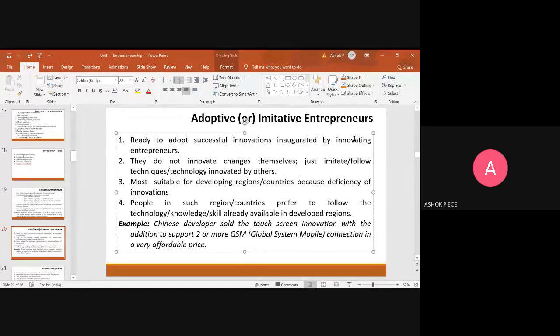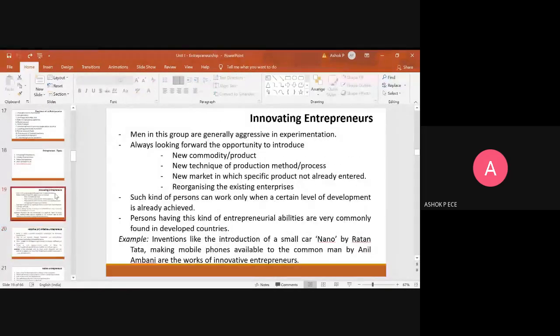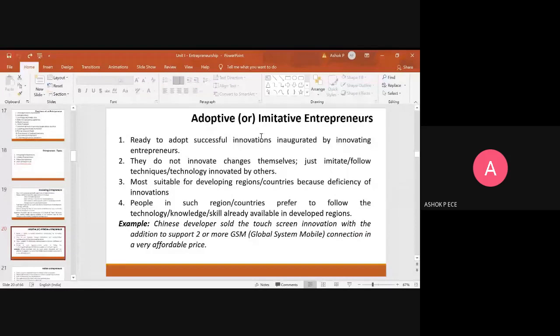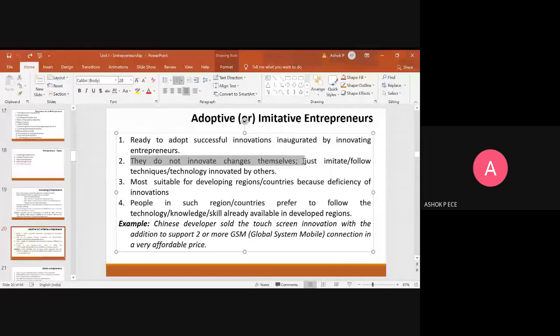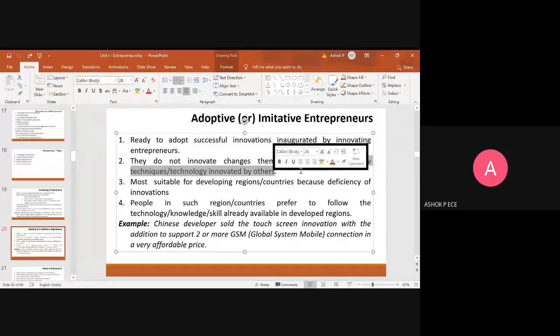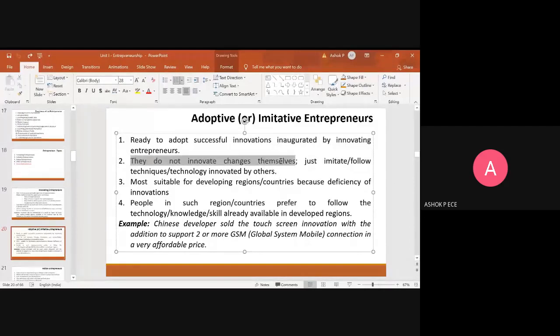Already, the first class of people, they have some successful innovations. You are going to adopt them into your business. They do not innovate or change themselves. As I said, they don't do any innovation to that. They just imitate or follow the techniques innovated by others. So they follow what is invented by others, because they do not innovate anything by themselves.